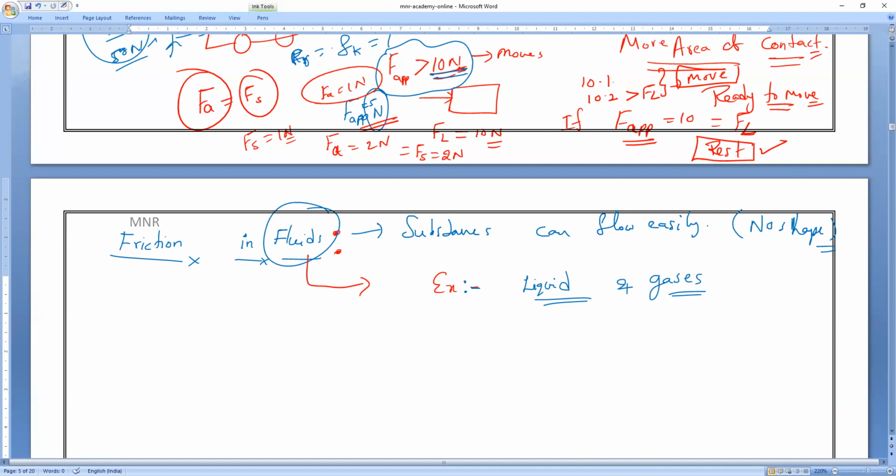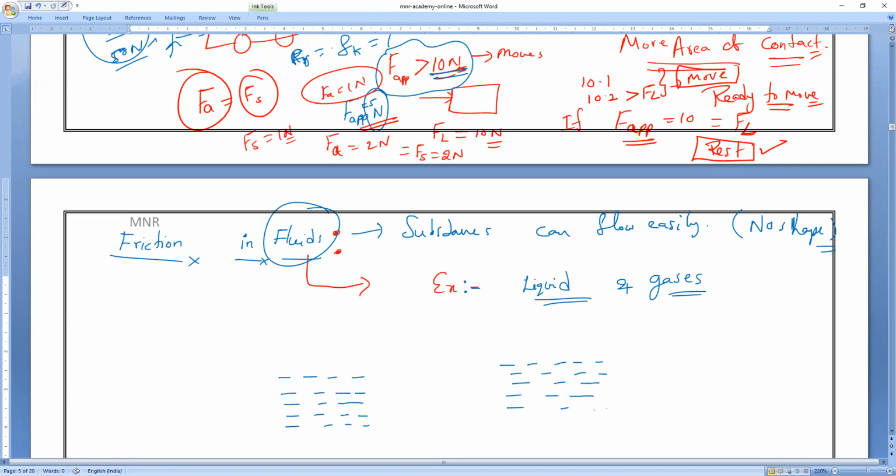So what are the examples of fluids, everybody? Liquids and gases. Fluids will also exert friction on bodies moving through them. You remember? For example, I will take this as the liquid, and this is also the liquid.